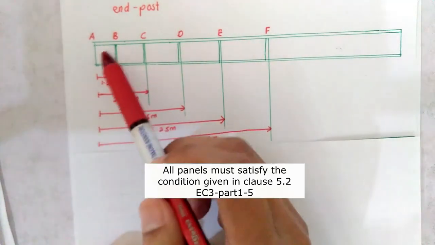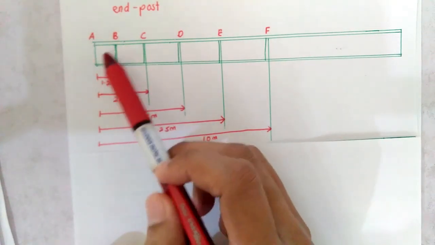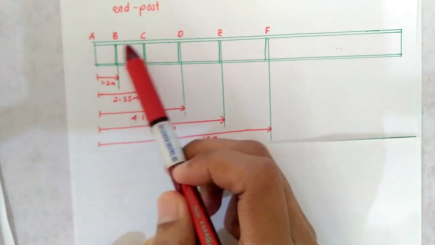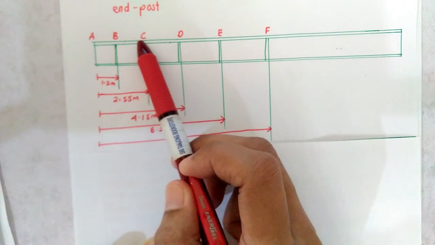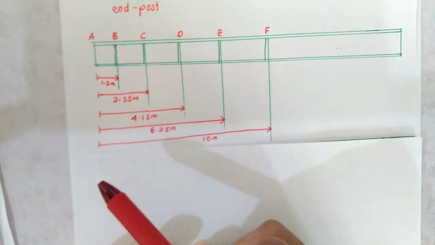Okay, so what I mean by the panels is that the area between A and B is considered as panel AB. The area between B and C is considered as panel BC, and similarly for the other panels.